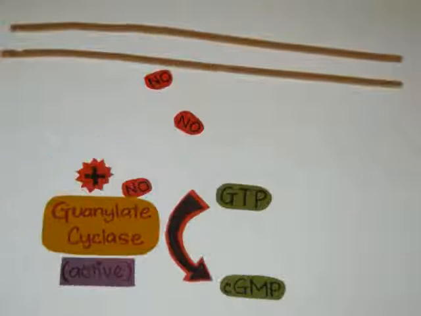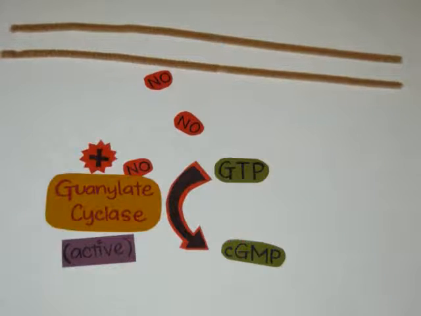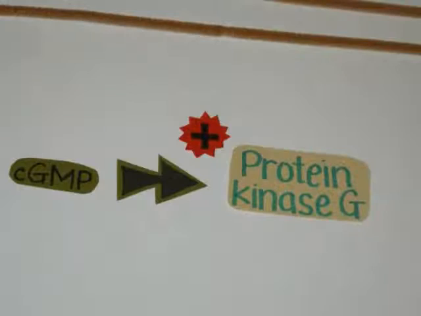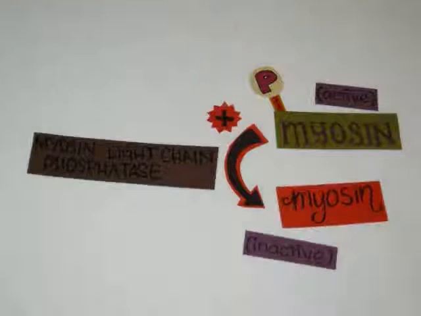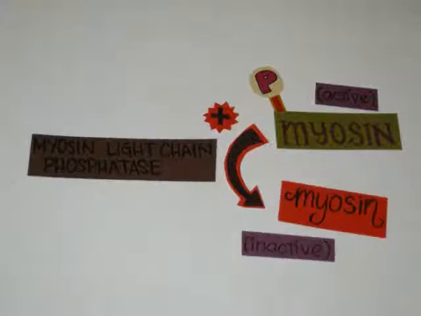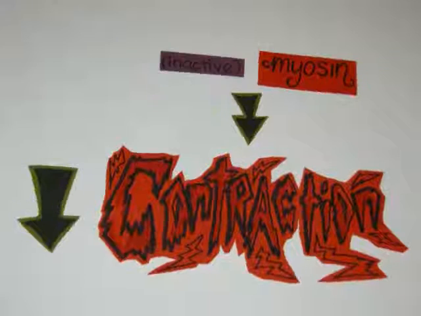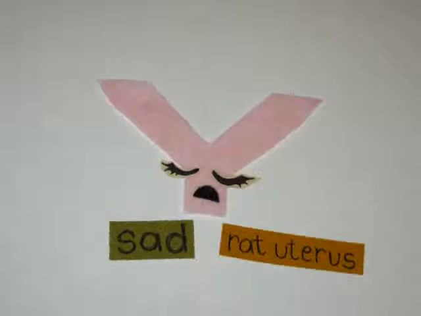Nitric oxide activates guanylate cyclase, which converts GTP to cGMP. cGMP activates protein kinase G, which then activates the myosin light chain phosphatase. This activated phosphatase inactivates the myosin by dephosphorylating it. This in turn causes a decrease in the strength of smooth muscle.